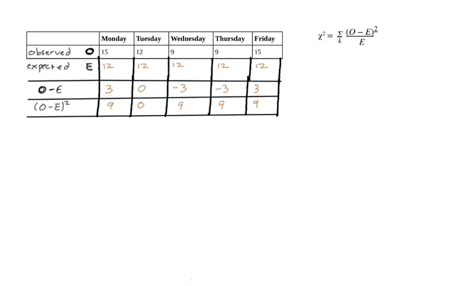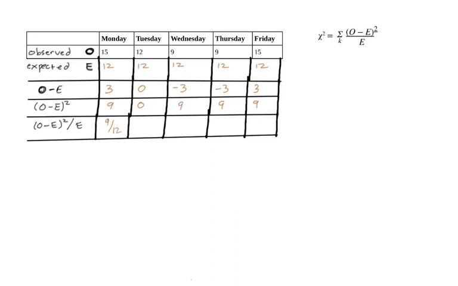And then one more, let's add another row here. What we're doing here is our answer from before: the observed minus expected squared, and we're going to divide that by the expected, which is 12 right there. So that's where I'm getting 9 over 12. And we're going to do this for each of these columns here.